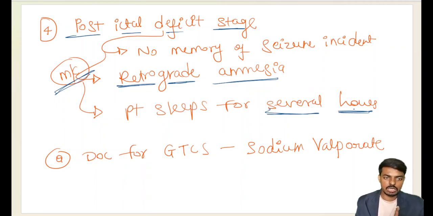Okay, so the most common post-ictal deficit is the loss of memory, that is the retrograde amnesia. The patient may have no memory of the seizure incident, and the patient sleeps for several hours after the seizure activity. Very important to keep in mind. And the drug of choice for the generalized tonic-clonic seizure is sodium valproate. Very, very important. You have to keep it in your mind. Okay.